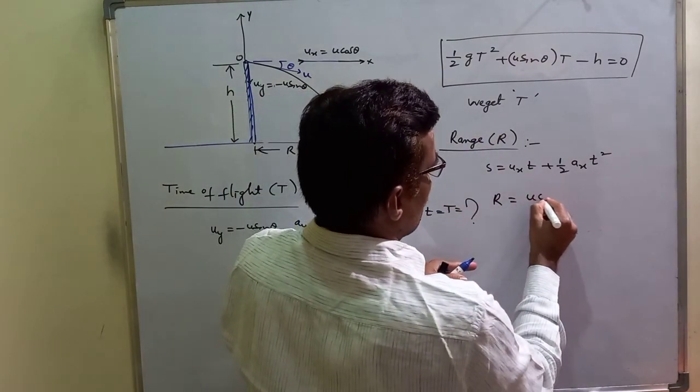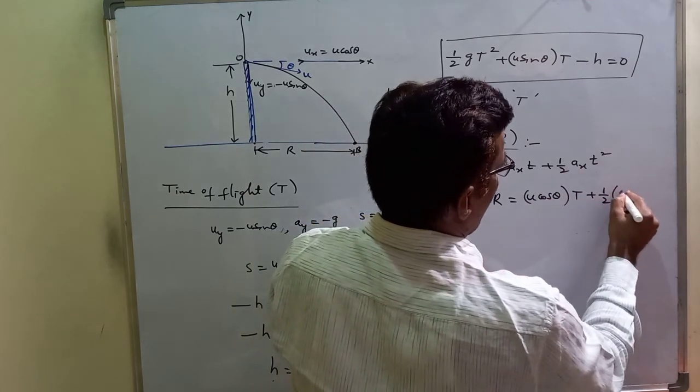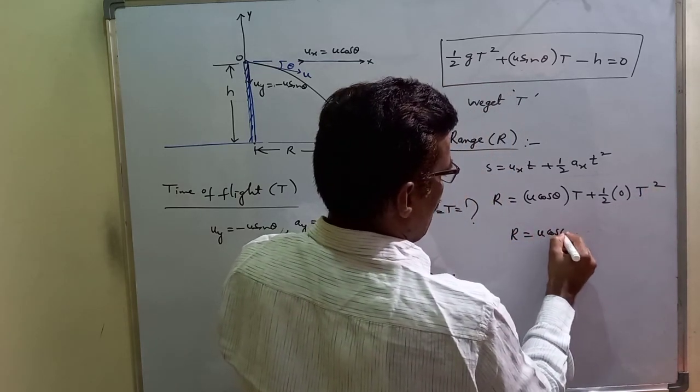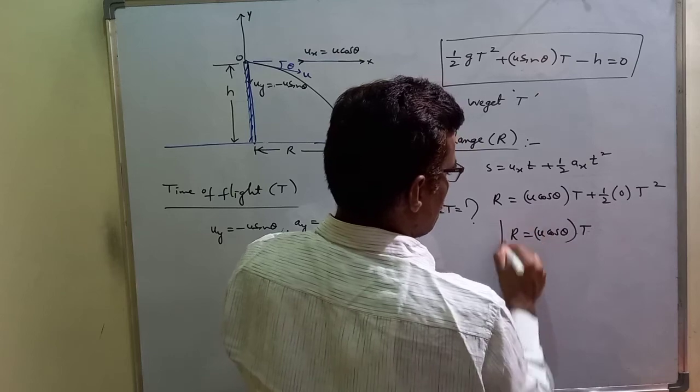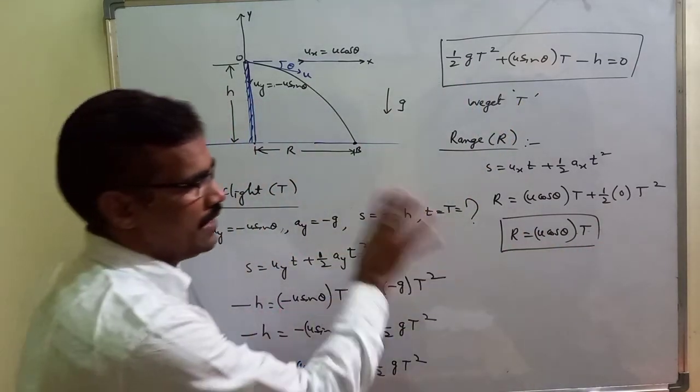Ux is u cos theta. T is capital T, plus half ax, which is 0, t square. R is equal to u cos theta into T. T is the time of flight for this case. With the time of flight for this case, we get the range.